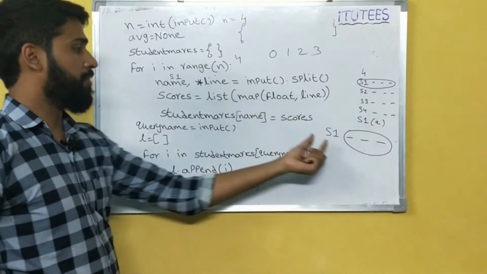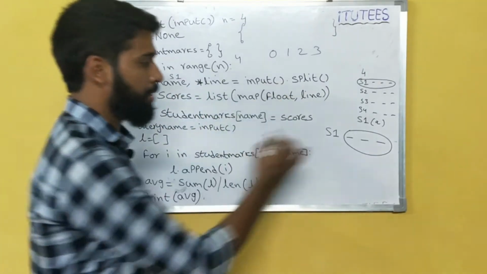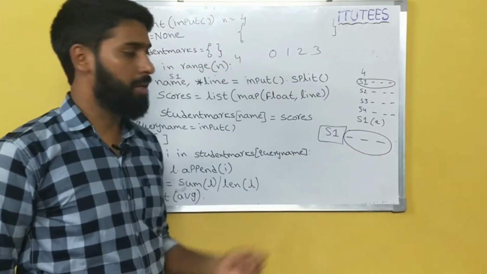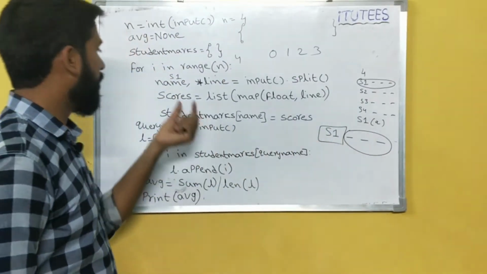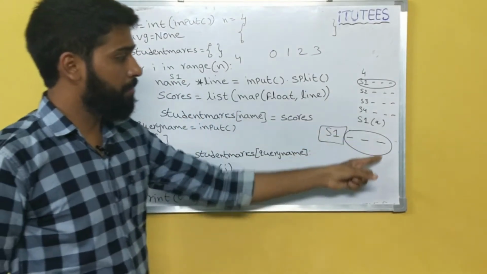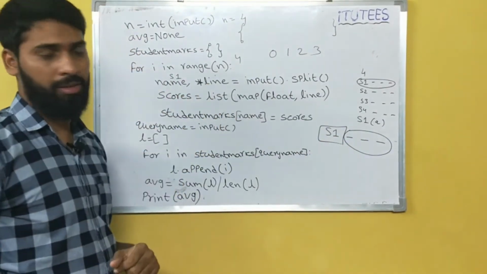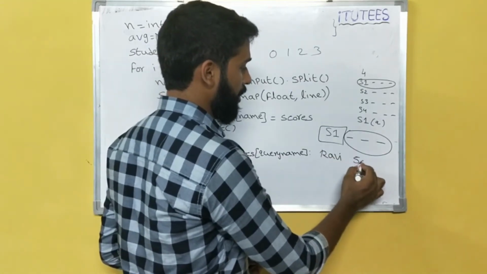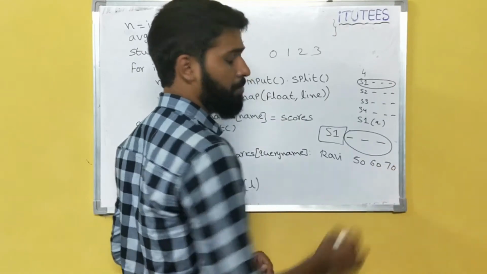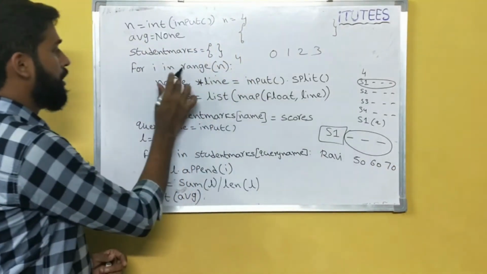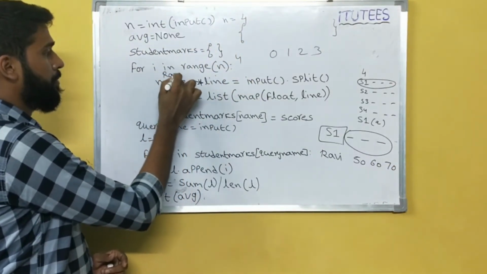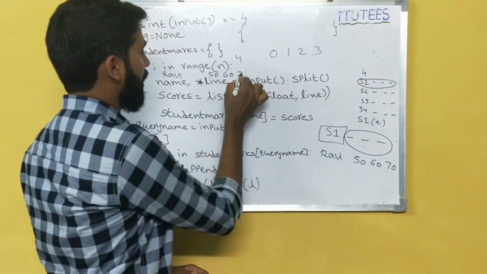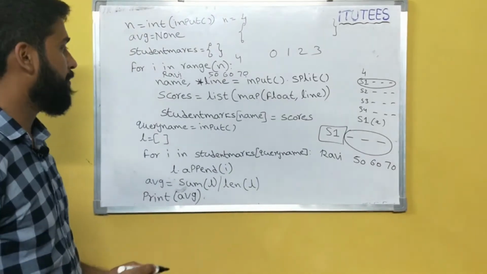That means the input dot split, I am splitting this in two parts. One is the first part, and the other is the remaining. The first part is stored in the name. All the remaining part is stored in the line. For example, I am giving the name Ravi, and 50, 60, 70 are the marks. So Ravi is stored in name. The remaining 50, 60, 70 is stored in line: 50 space 60 space 70.